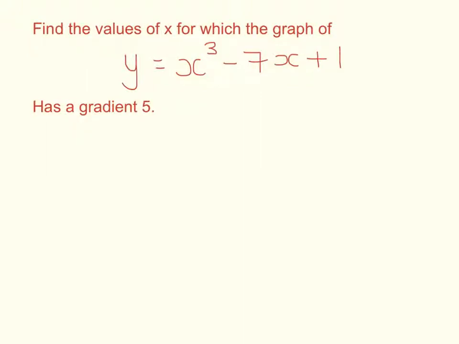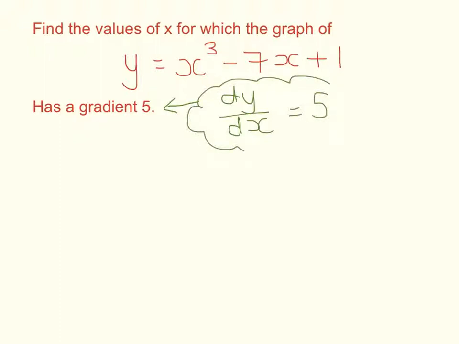Okay, next part then. This time it's kind of the same topic, only it's worded slightly differently. This time we're asked to find the values for x, but we're told that the gradient is 5. This gradient, remember, is dy by dx. So this is basically saying that we want to find x when dy dx equals 5. That's what that's saying.